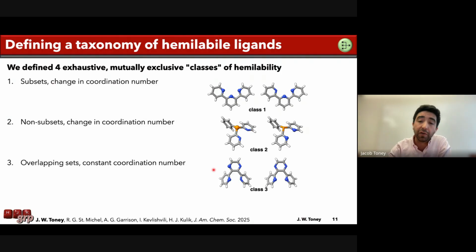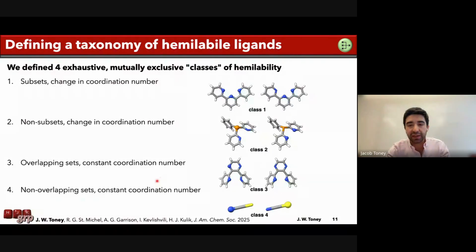Class 3 is what we call overlapping sets, but the coordination number is constant. So we have an example here, this fused ring system, where it's either these 2 nitrogens or these 2 nitrogens, which are similar but not identical due to symmetry. But the coordination number overall, no matter what, is net unchanged. It's 2 in both contexts. And finally, for the very common ligand thiocyanate, this behavior is known. The coordinating atoms are either nitrogen or sulfur. There are non-overlapping sets, and the coordination number is constant.